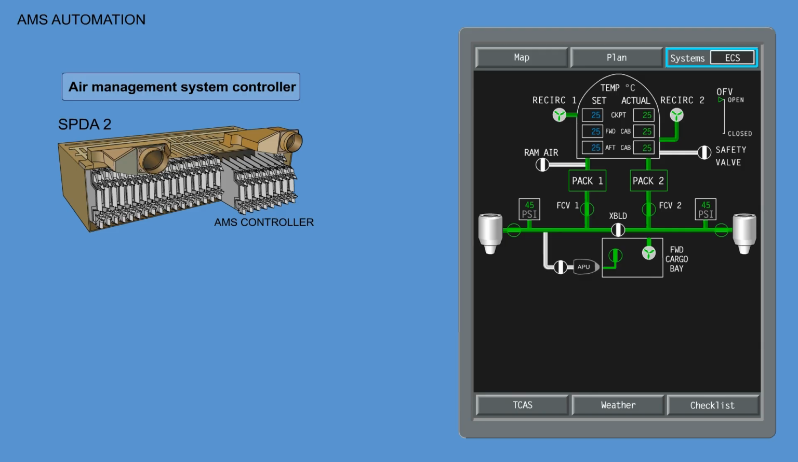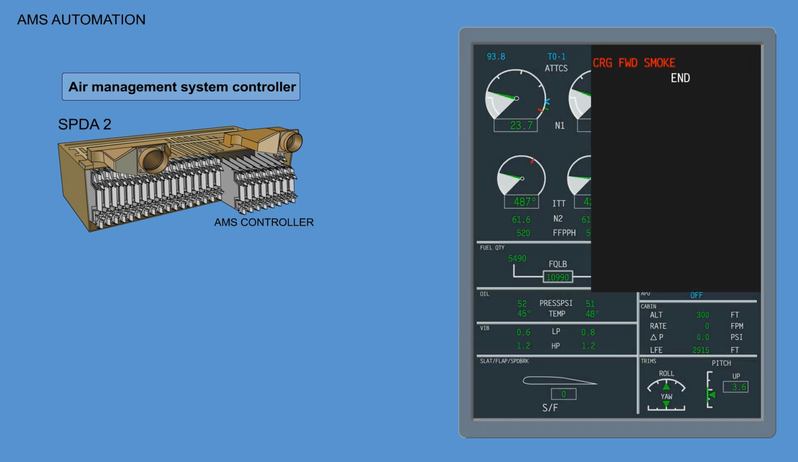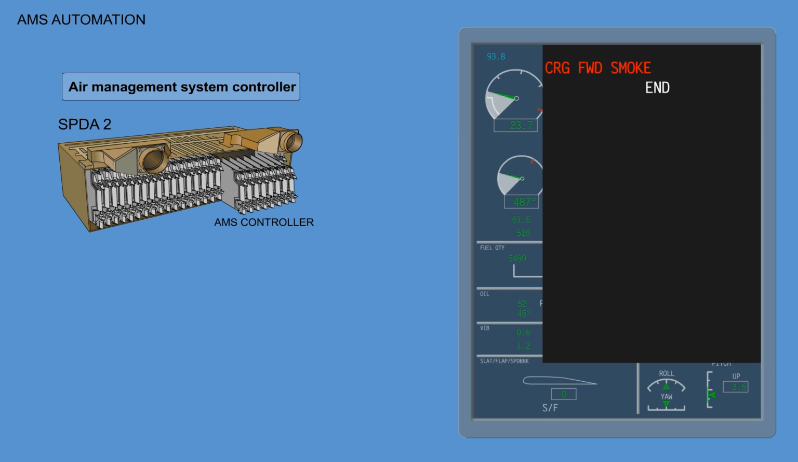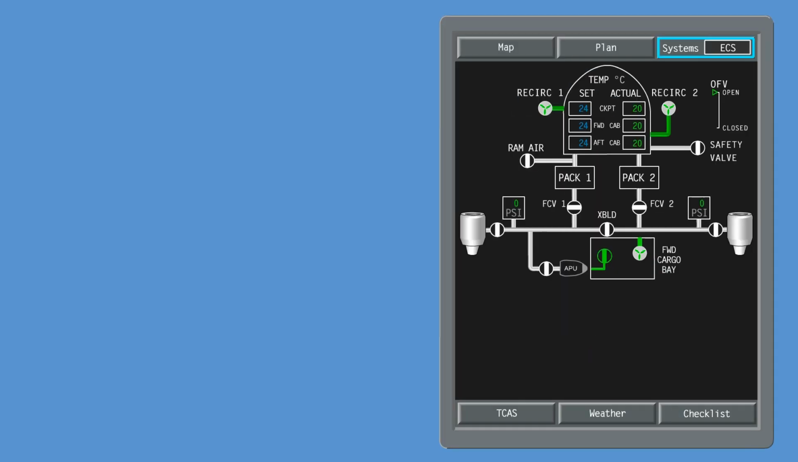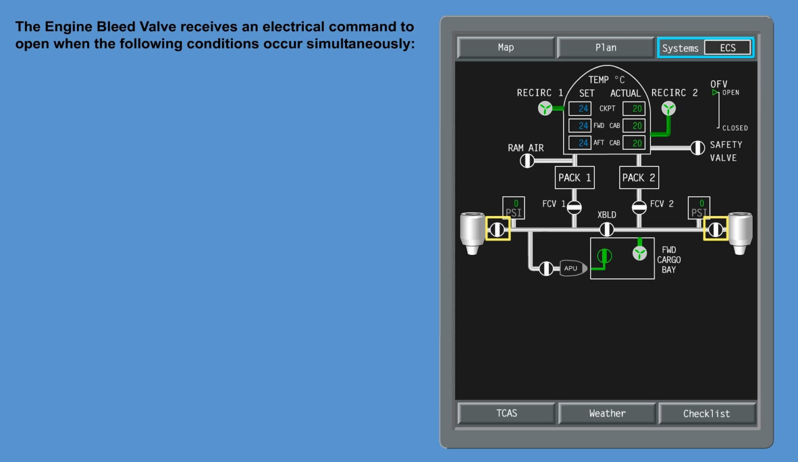AMS automation. AMS controller functional logic provides automatic control of engine bleed, APU bleed, ECS packs, and smoke detection according to the airplane's operation and condition. The engine bleed valve receives an electrical command to open when the following conditions occur simultaneously.